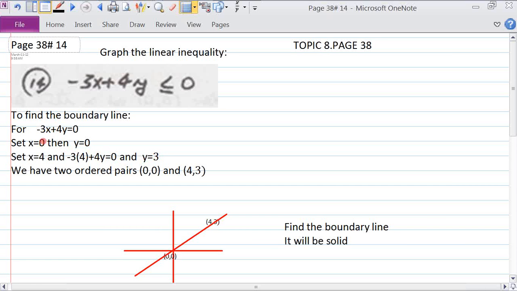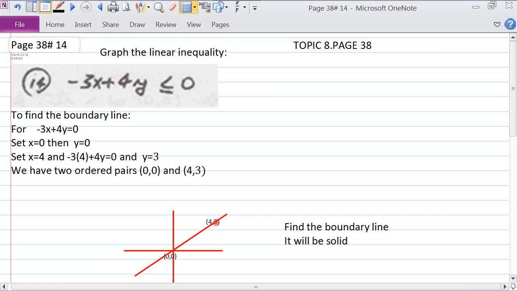Now, when we use x equal to 0, and we find y is 0, if we did y equal to 0, x would equal 0. So we have to choose a second point arbitrarily, and we chose x equal to 4. I knew that that would give me a nice whole number, and that's why I chose it. But you could choose any number. You could choose x equals 1, 2, or you could choose a negative number. Here you can see when x is 4, y equals 3.